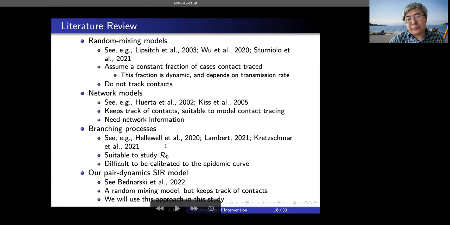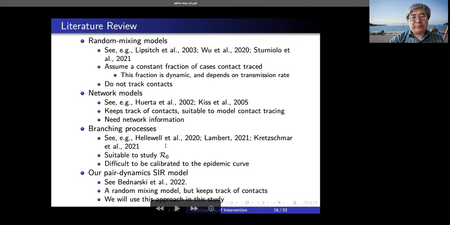The first network contact tracing model was actually developed before the compartmental model, in 2002. But these models need network information, which is generally not available at the beginning of a pandemic. Even after COVID-19, we have more information about how populations are mixed and how the contact network should look, but for most places we still don't have good information on the contact network.